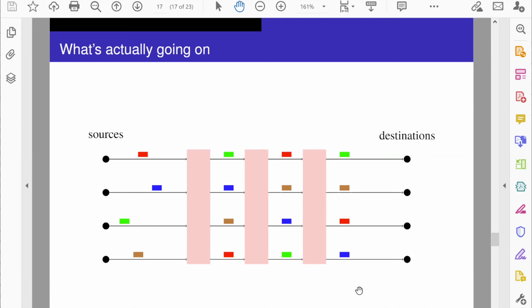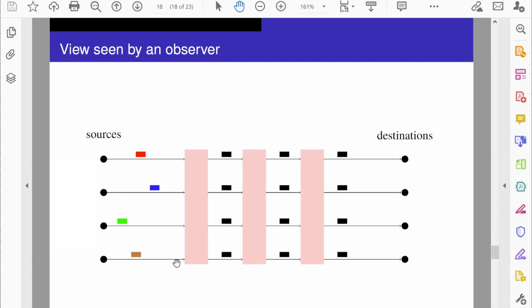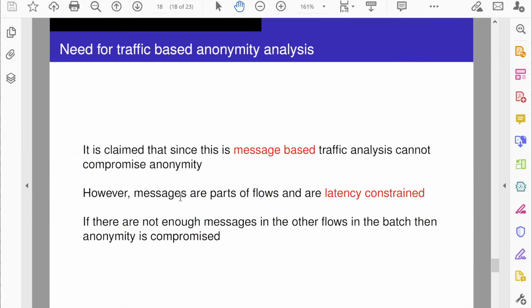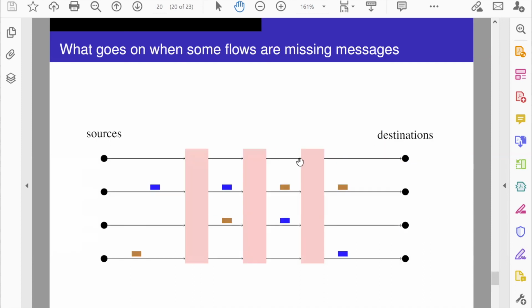Of course, somebody looking at this will be able to figure out what's going on. But because they're all put inside envelopes, this is the picture seen by an outside observer. The outside observer just sees a bunch of 4 black packets in all these intermediate stages, and has no idea who's going where. Now, what's claimed in this system is that because this is a message-based system, traffic analysis cannot compromise anonymity. But the basic thesis of this work is that messages are parts of flows that are latency constrained, and therefore, even if you're message-based, if there are not enough messages in the flow, then the batch anonymity will be compromised. And these pictures illustrate the thesis of this work.